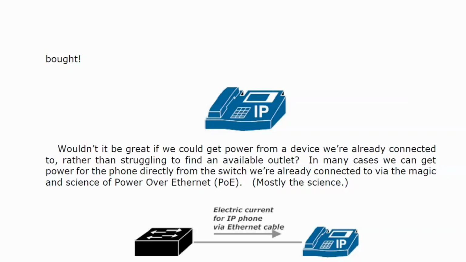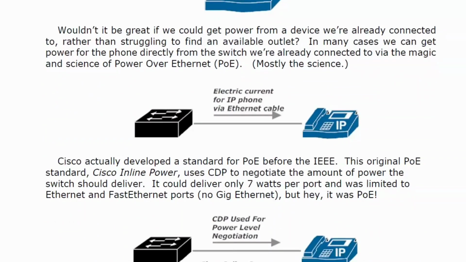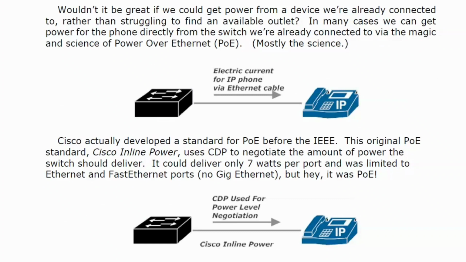But what actually happens is, after these two devices have a little conversation, the switch starts to give the necessary amount of power to the phone or whatever particular device is on the other end of that connection. Now, before we see it in action, I want to talk about the standards and the development of PoE a bit. And the first one actually came from Cisco. It did not come from the IEEE. Cisco came up with a PoE standard first.